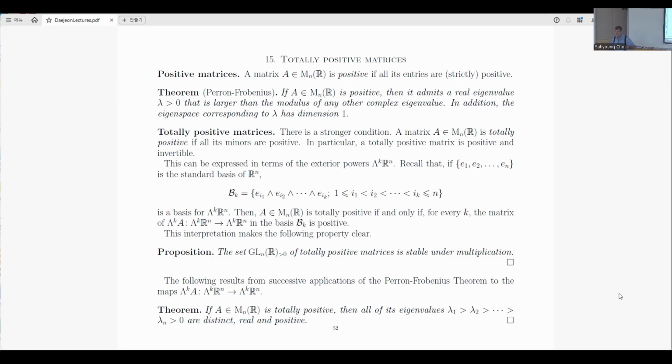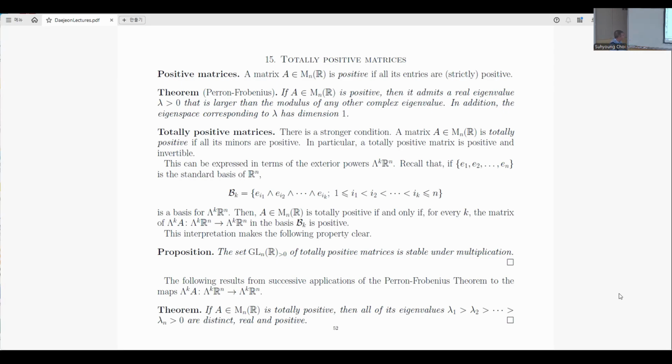For people who know the word pseudo-Anosov, that's where the stretching factor comes from, for instance. In dynamical systems, that comes up as entropy and so on. Okay, so that's positive. It's a very natural notion because when you notice that all the entries of a matrix are positive, this is clearly telling you something.